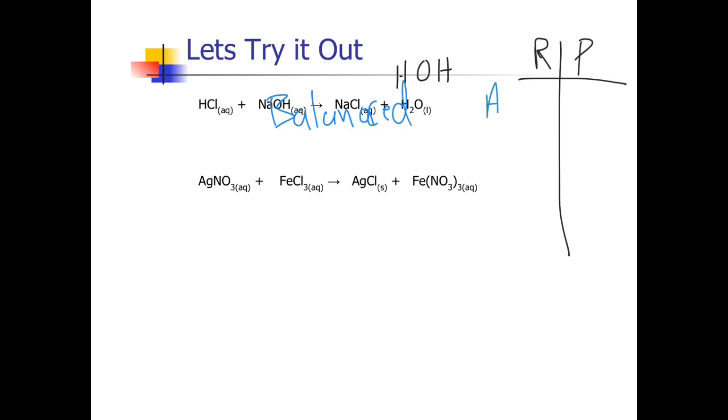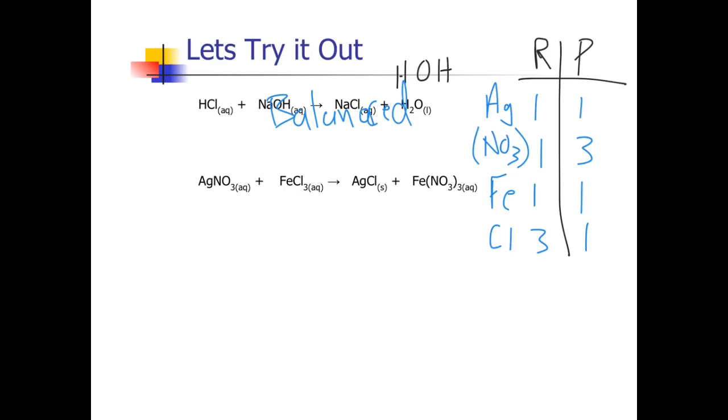We have a silver. Just going to keep the color the same this time. My nitrates are together, so I'm going to keep it together. I have iron, and I have chlorine. I have 1 silver on the reactant side, 1 silver on the product side. 1 nitrate on the reactant side, 3 nitrate on the product side. My iron, I have 1 and 1, but my chlorine I have 3 and 1.